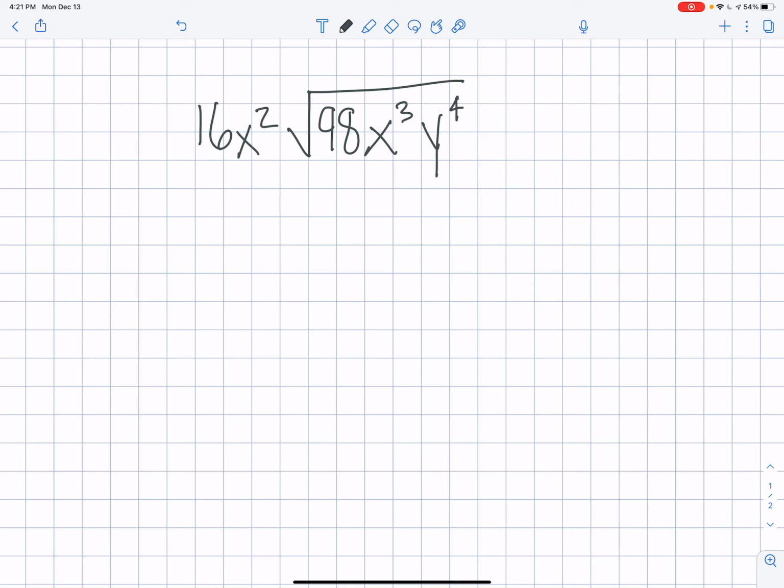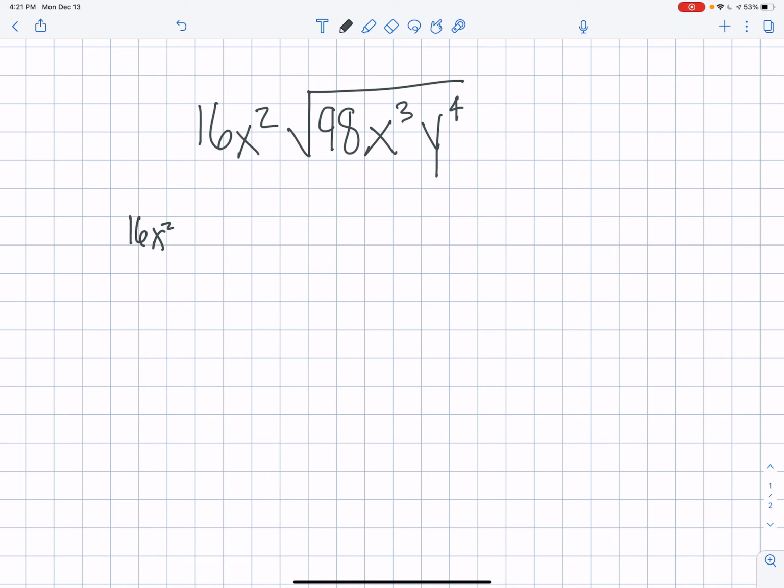Here's an example of a radical simplification, or simplification of a radical expression. Okay, the 16x squared on the outside, I'm just going to leave that for now. So I'm going to write it over here. 16x squared, I'm just going to leave it. But I've got to work on this stuff under the radical to simplify it.